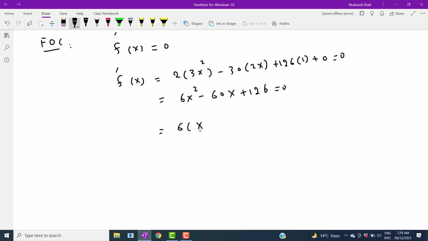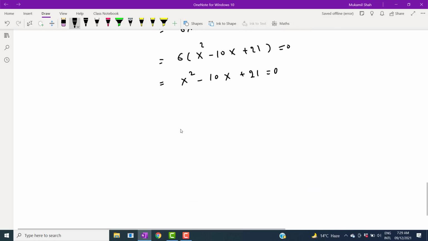If we take 6 common, we are left with x square minus 10x plus 21 equal to 0. Dividing both sides by 6, we get x square minus 10x plus 21 equal to 0. You have the choice whether to solve it by factorization, by quadratic formula, or by completing the square. I am going to solve it by factorization. The factors can be x square minus 3x minus 7x plus 21. I decompose minus 10x into minus 3x minus 7x, which add to minus 10x, and multiply to 21x square. This is equal to 0.